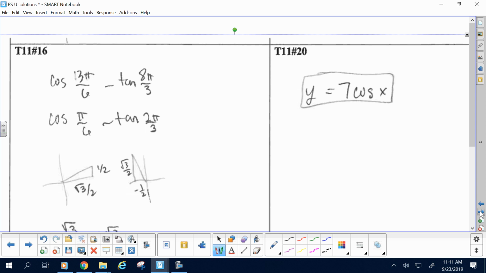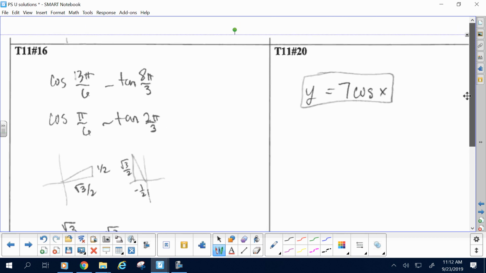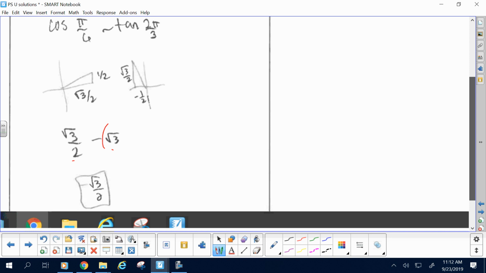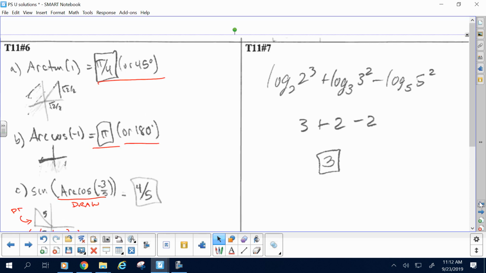For test 11, number 16, I'm feeling like the cosine was root 3 over 2. The tangent was negative root 3. Oh, it's minus a negative though, isn't it? Shoot. So that's minus a negative, so that's actually positive. So isn't it 3 root 3 over 2? Is that what you got? Got a mistake there, my bad. Okay. And so minus negative. And last but not least, y equals 7 cosine of x. Are we cool? Tally up how many you missed, how many minus ones on the paper, and move along.